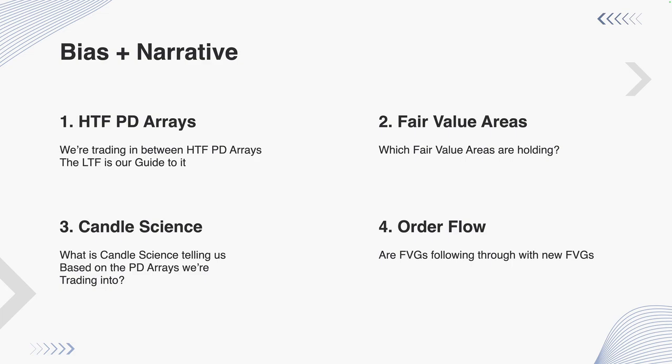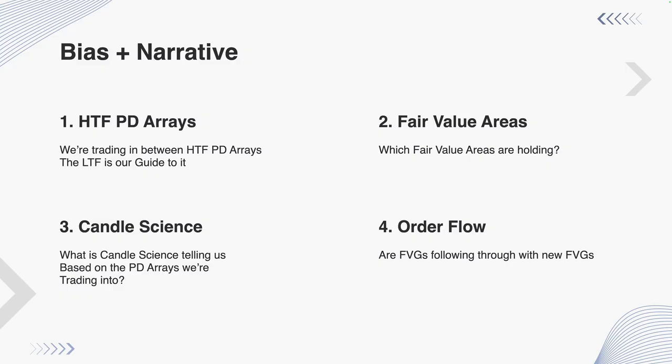Then moving on, bias plus narrative, because again, we mentioned in the foundation levels that the only difference really is that bias and the narrative, because now we're going to make more use of the lower time frame. And if we want to make use of the lower time frame right here, then the first thing we want to focus on is the higher time frame PD arrays. We are trading in between higher time frame PD arrays. The lower time frame is our guide to it.